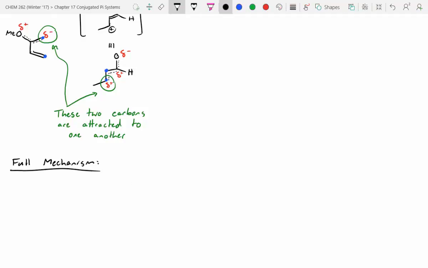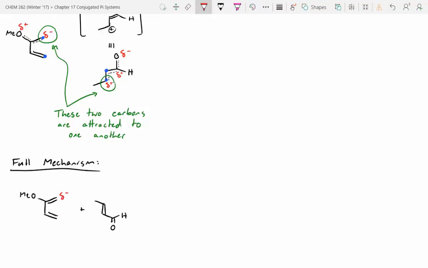And with our full mechanism, we need to keep the right carbons facing each other. So we've got a methoxy group up here. And we know that the aldehyde should actually be flipped kind of upside down. So for the dienophile, do you guys see that? Yep. And that's simply because we want this delta negative to be attracted to this delta positive. Okay, so I'm going to dash those two carbons. They're going to face each other.